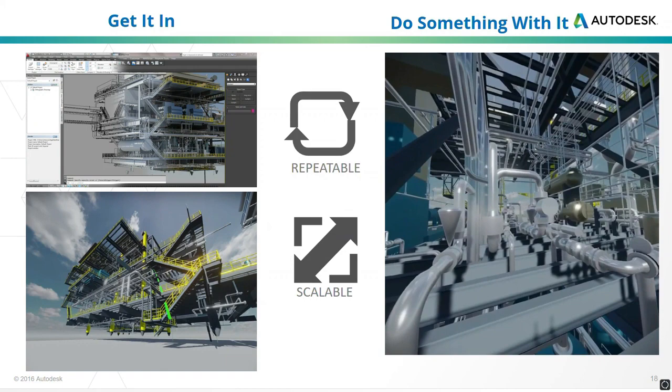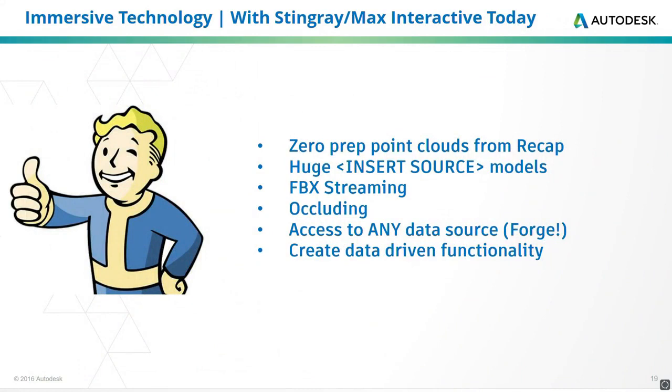So right now we have zero-prep point clouds. You get your RCP file, point Stingray to it. This is not available out of the box. It's a plugin. Just reach out to me, or your CSM specifically, and I'll help you implement that. We can get really, really large Revit files now with this FBX streamer. So basically, you bring everything into Max, push out this giant FBX. We have a routine that'll run and break it apart into its little bits. So every nut, bolt, washer, along with all of its BIM data, is available in the experience.